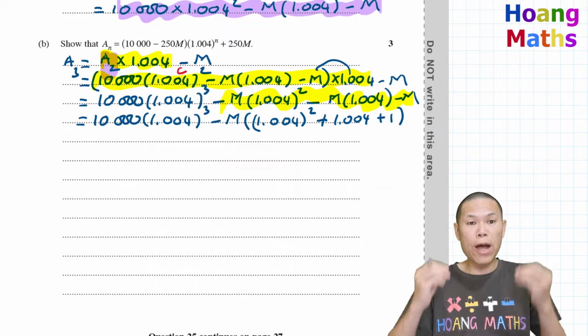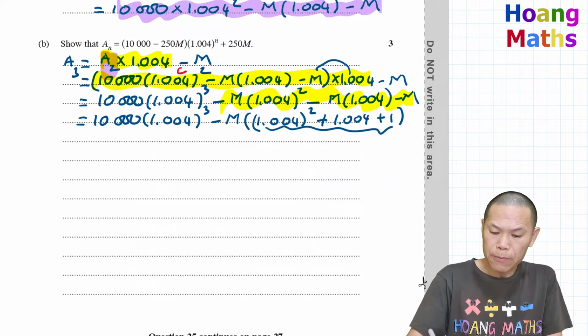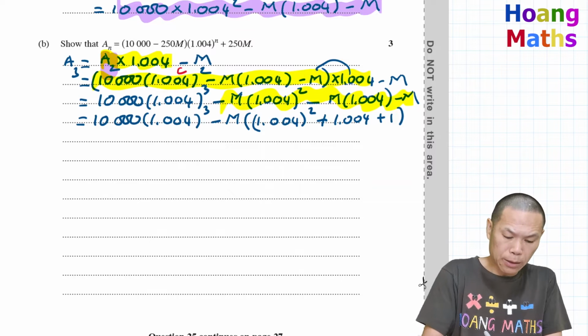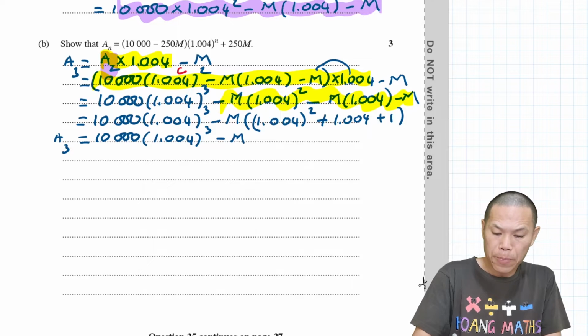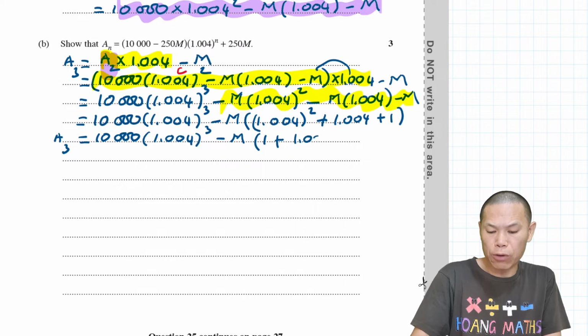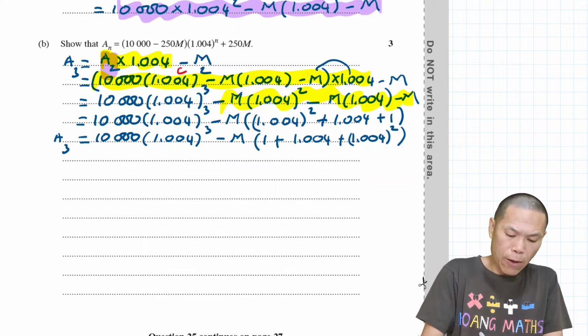Now let me just rewrite in ascending order for these terms here. So that becomes A3 is equal to 10,000 times 1.004 power of 3 minus M. So that becomes 1 plus 1.004, we add 1.004 squared. So now we need to work out An.